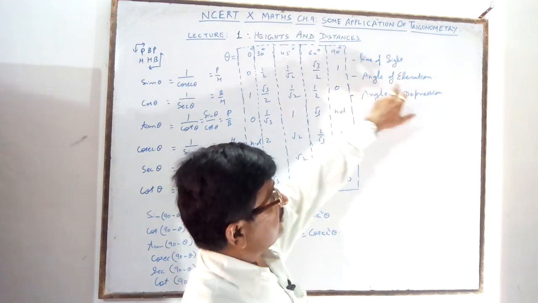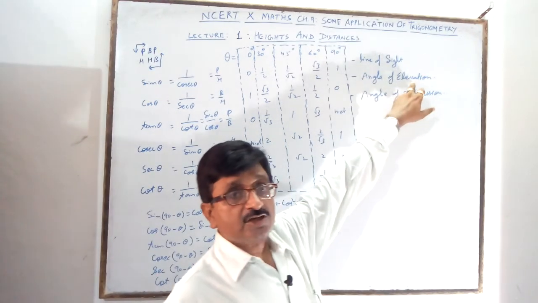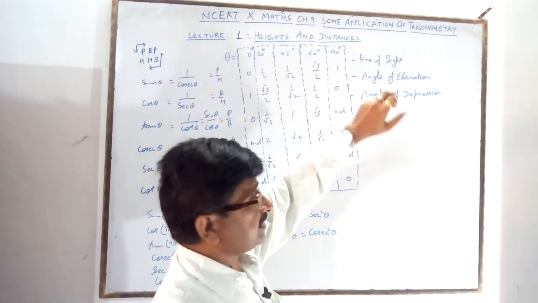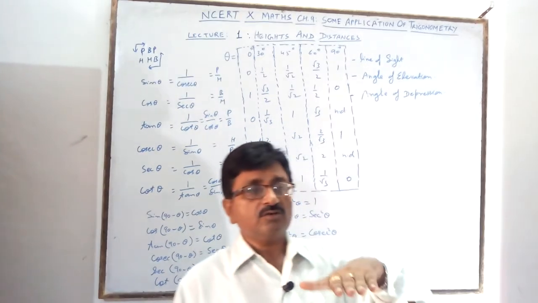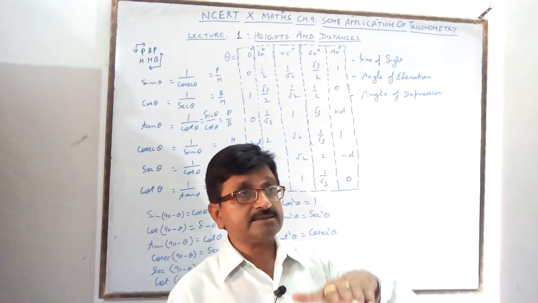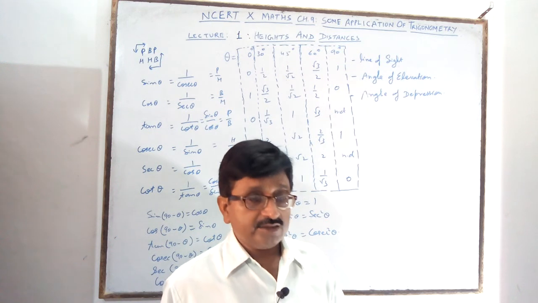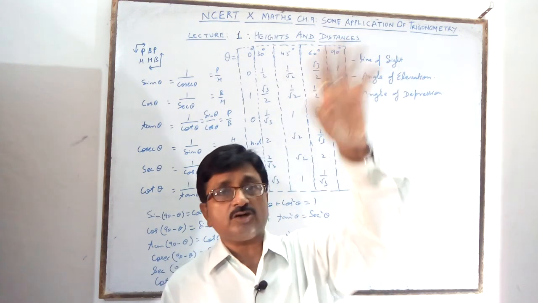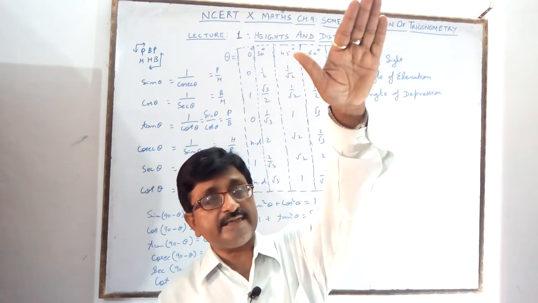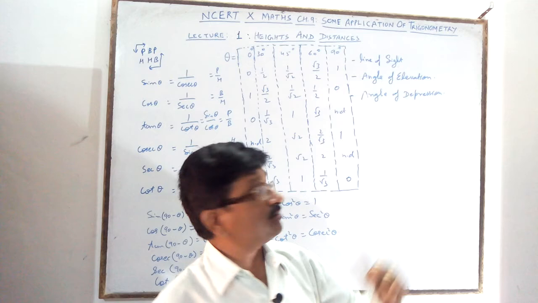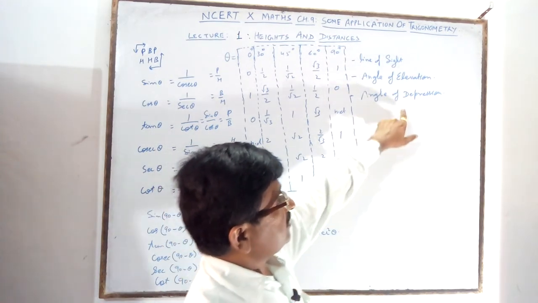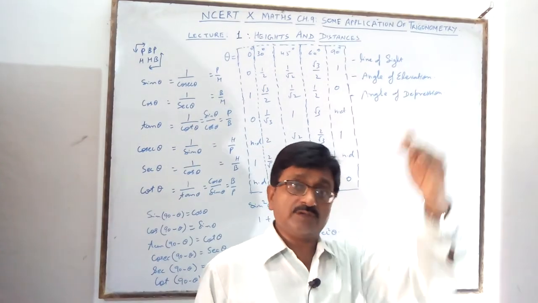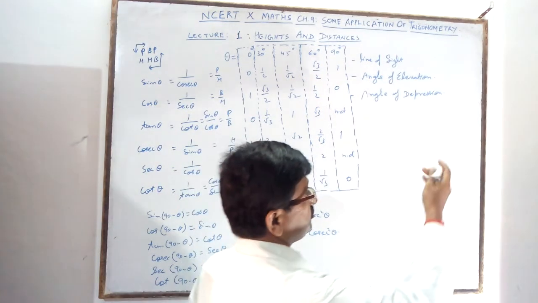One is called angle of elevation and one is angle of depression. Angle of elevation is the angle formed when you look from the ground to any top thing. Means you are seeing a higher point, then the angle of elevation is formed. When you are seeing a lower point, from top to bottom, it is called the angle of depression. By the figure you will understand.